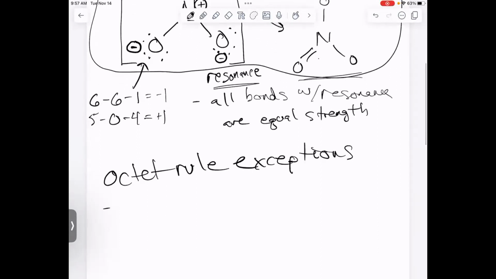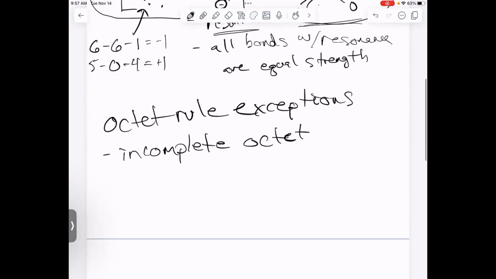So there's 2 ways this can go. We can either have what I call an incomplete octet, so less than 8 electrons. And for the most part, this is a shorter list of elements that will do this. The first and most obvious one is just going to be hydrogen.